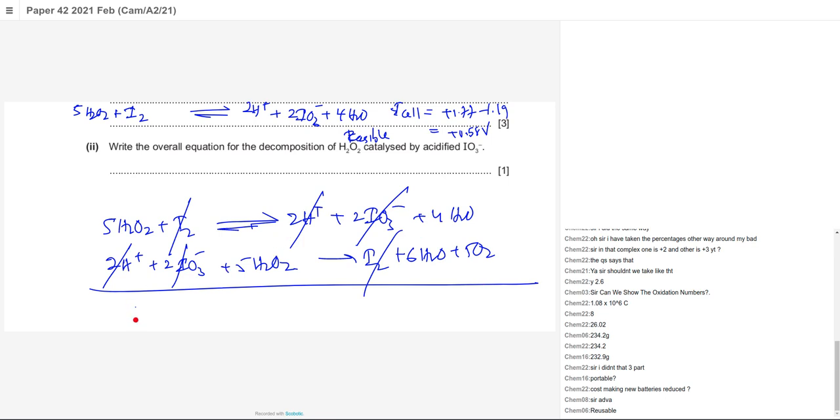You get 10 H2O2, 5 O2, 10 H2O. 4 plus 6 is 10. So that's the overall equation. There's no catalyst in the overall. Got it? Any questions there?